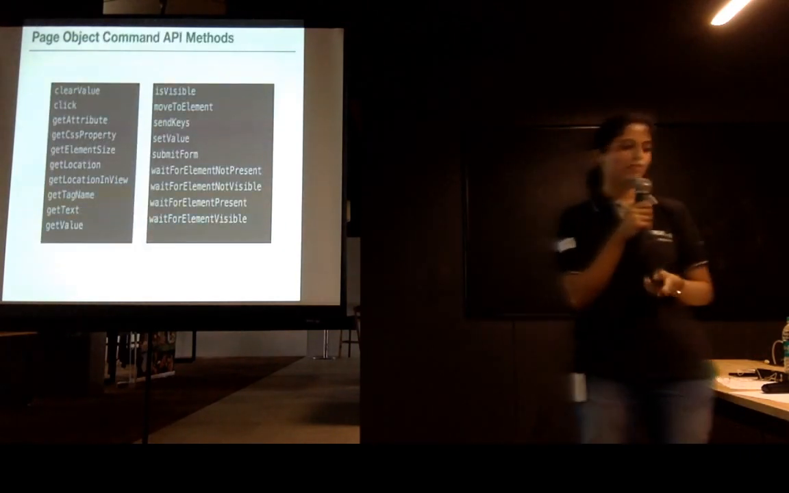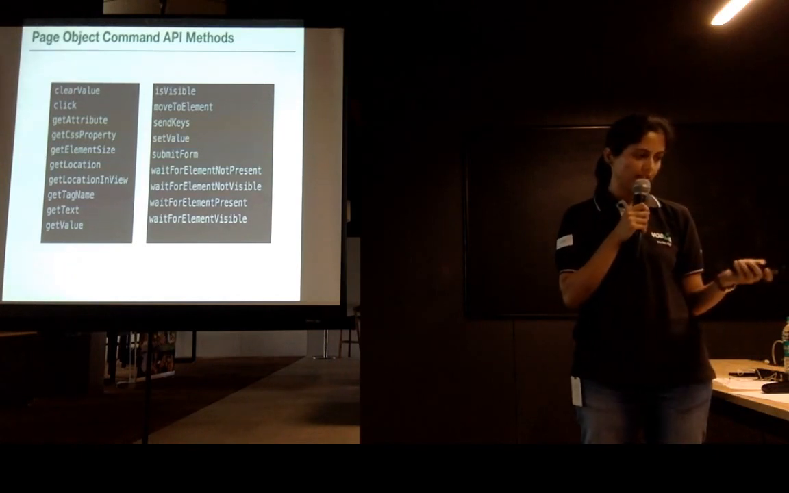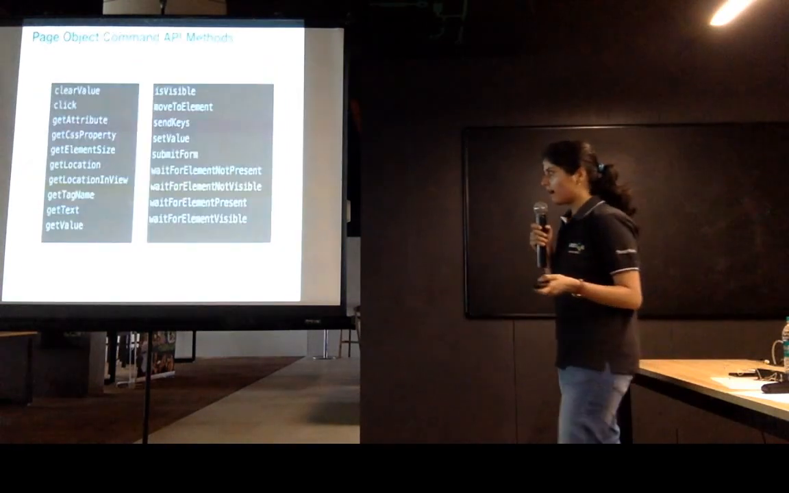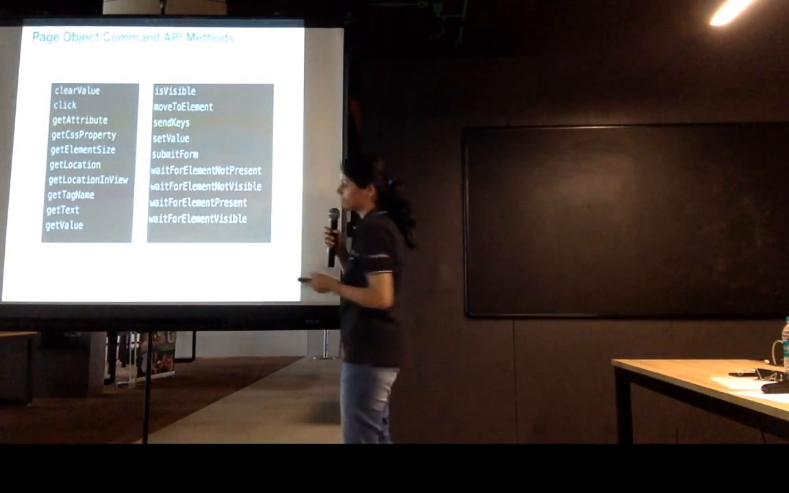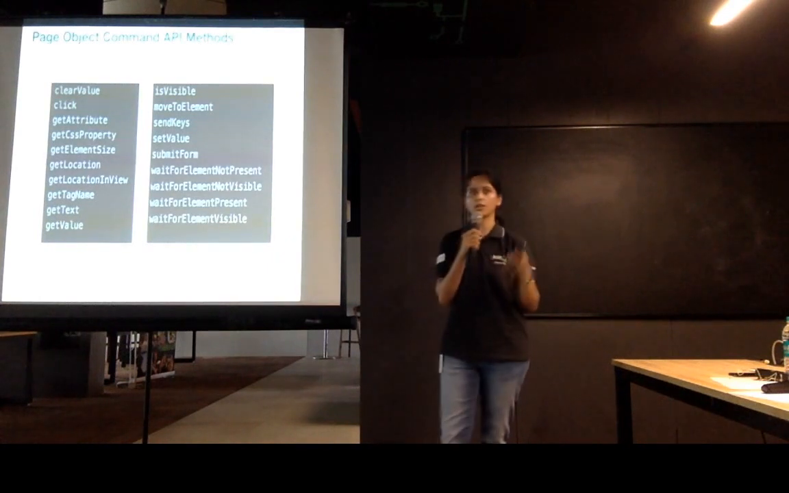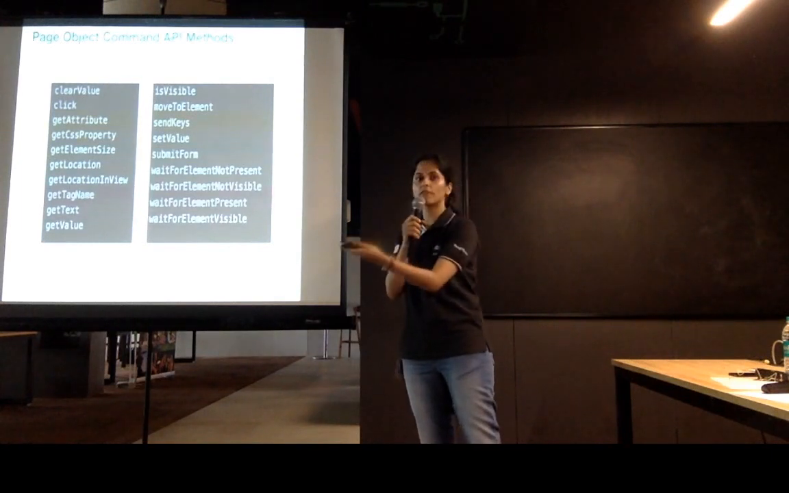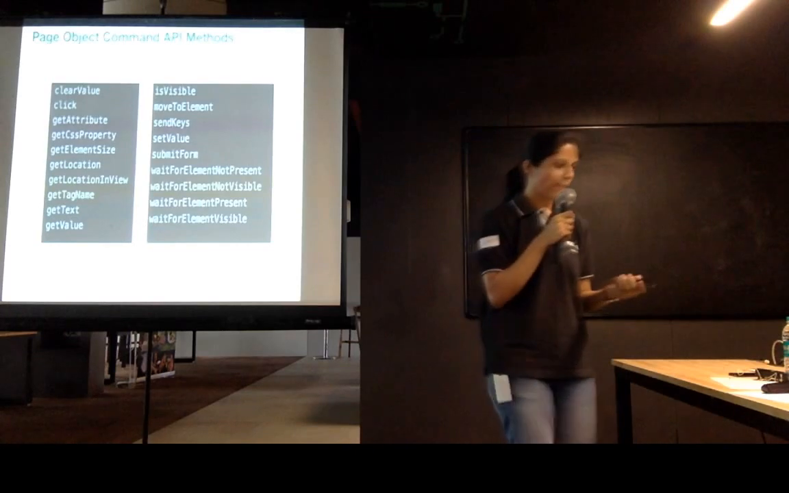There are several page object command API methods available today, which you can directly use. As you see, the second method is click. So I've used it directly, like using this.click. And I can use it directly in my test file, saying I want to wait for element present. So my test file says you wait for element present and the login button. So I can do like browser.waitForElementPresent and my login button. It's as simple as that.